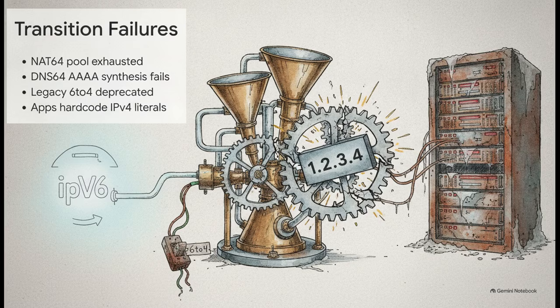Think about it. If a developer hard-coded an IP like 1.2.3.4 straight into their application, DNS64 cannot synthesize a fake IPv6 address for that. The connection is just going to fail instantly. Oh, and keep your eyes peeled for ancient, deprecated protocols like 6to4. If you spot an Anycast 192.88.99.1 relay floating around, yeah, it is definitely time to upgrade that infrastructure.